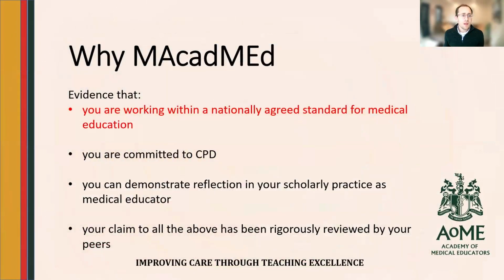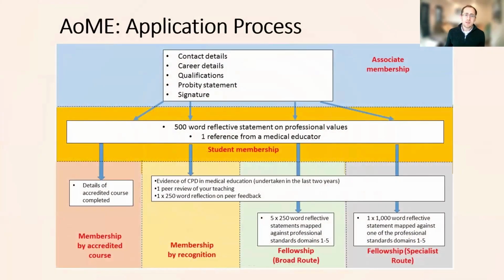So the application process, this is slightly changing. I don't know if there are any students here who might be considering student membership, but this will be changing and we'll be communicating that out relatively soon. But basically, for all applications, we expect a 500-word reflective statement on the professional values. Now, typically to membership, there are 2 routes, although the accredited course route is slightly split now. So let's start by talking about membership by recognition.